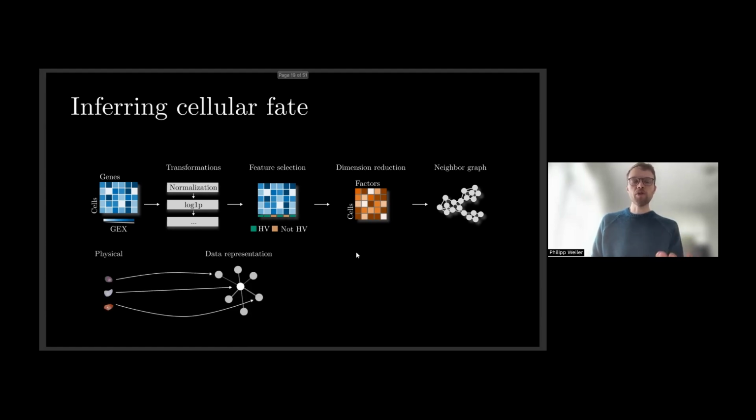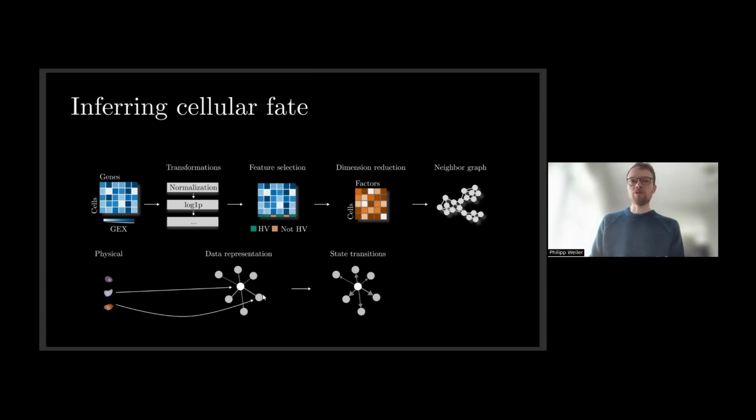What we want to do is go from a physical sample, construct a data representation, as I showed, for example, the neighbor graph, and now you want to understand, given a cell, so the center cell, for example, this reference cell, what is its likely future state?